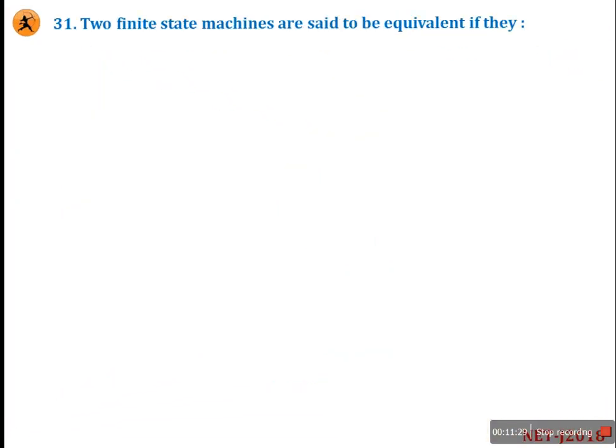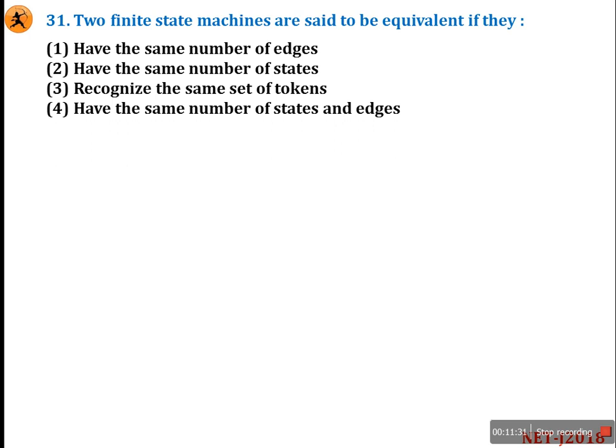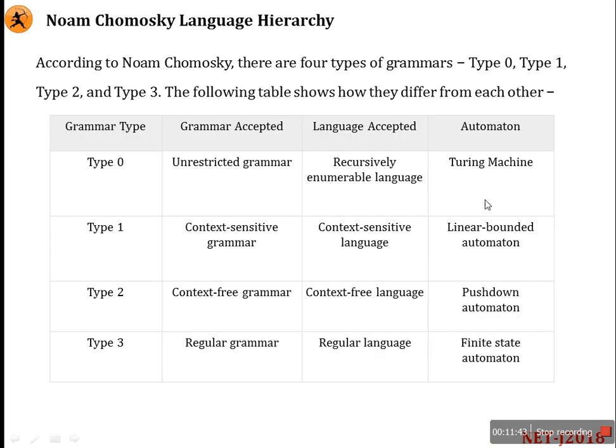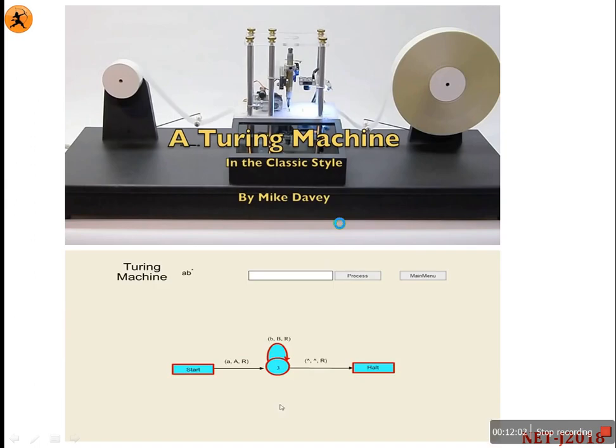Then we'll move to the questions. First question: I hope now you are clear. There are four languages and four machines. Go through them in one second. The four machines are Turing machine, linear bounded automata, Pushdown automata, and finite automata, meaning finite state machine. The languages are regular, context free, context sensitive, and recursive enumerable. These all are type 0, type 1, type 2, type 3 grammar. Then we'll move to the first question.